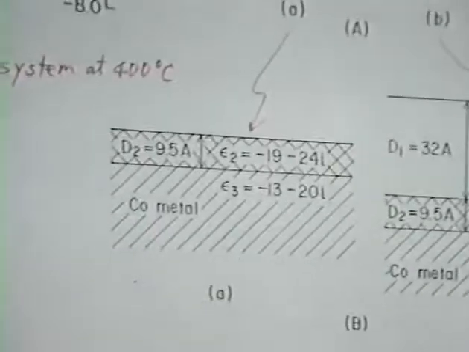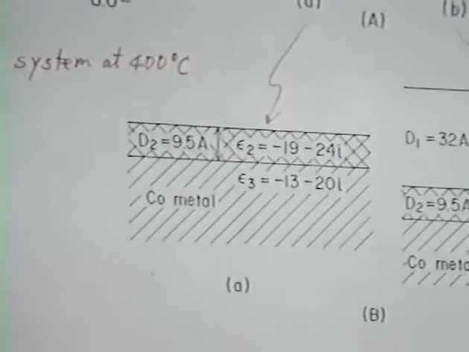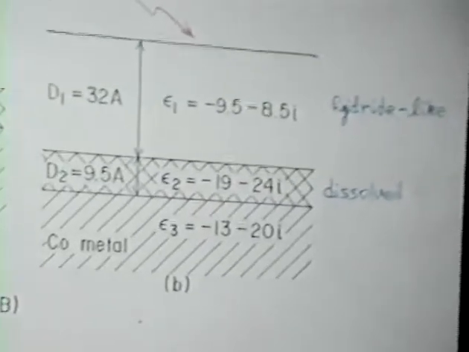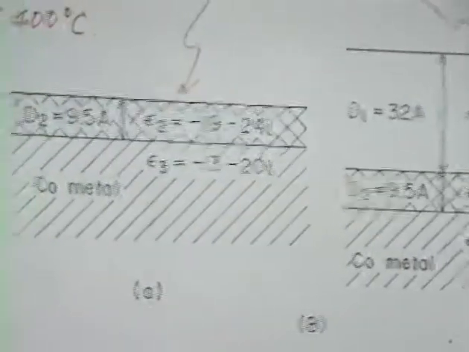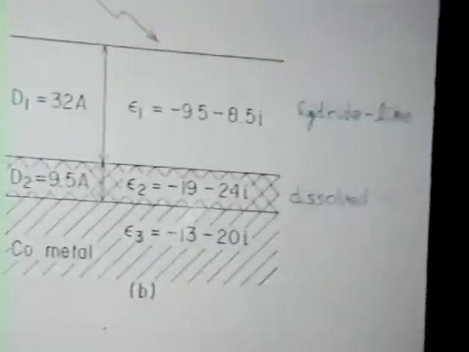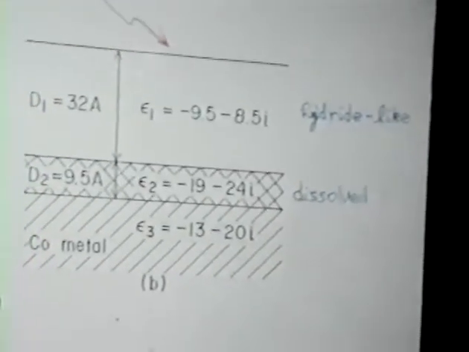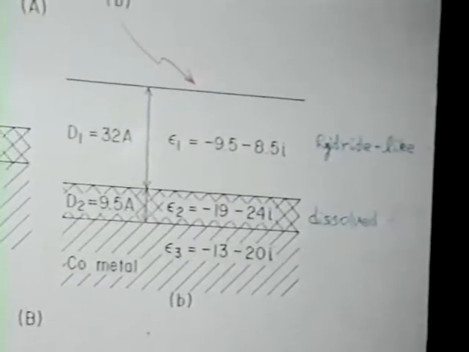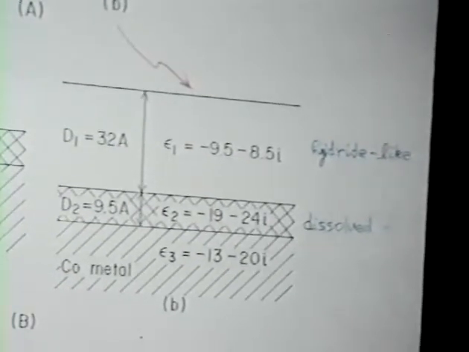But the sudden drop of the delta is also a very drastic effect. We can't understand it well, but in this case there might be some hydride-like layer. According to our layer model analysis, at stage A, we have a dissolved layer whose thickness might be 9.5 angstrom, and at stage B, we have a dissolved hydrogen layer as well as the hydride-like layer on the dissolved layer. Next slide.